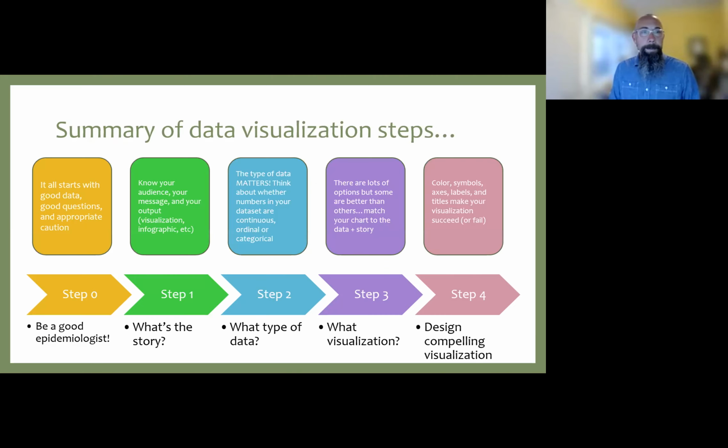All right. So this is a summary of what we've talked about basically since lunchtime. Our step 0, it all starts with good data. If you don't have good data and good questions and appropriate caution, then all bets are off. When it comes to the story, it's about your audience, it's about your message, and it's about your output. Are you making a visualization, an infographic? Like what level of complexity can you manage?